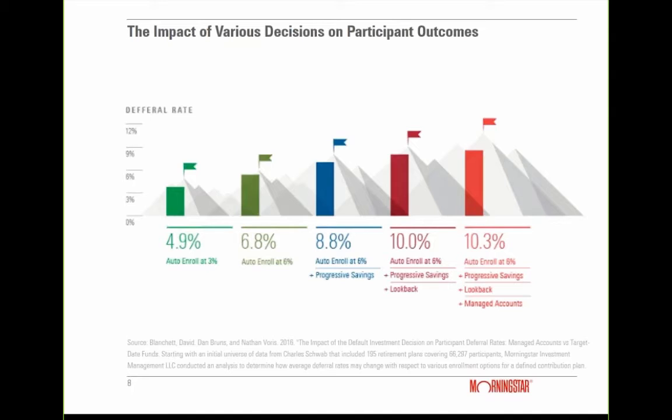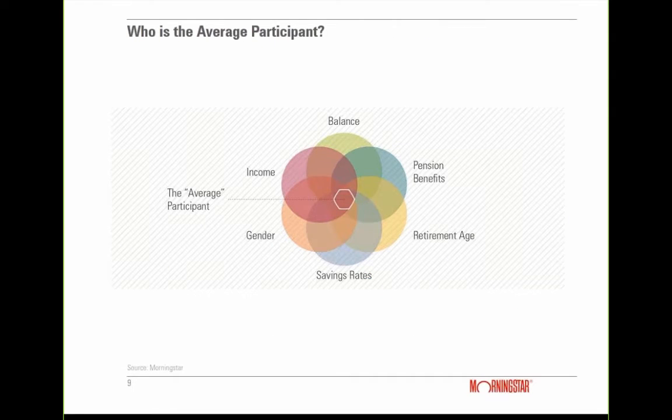Thanks, David. So looking at the investment part of the equation, we often hear the question, an average participant, right? When you look at a target date prospectus, you see that the fund is built for an average participant. And so who is that average participant? The average participant has an average balance, pension, retirement age, savings rate, gender, and income, right? And the average participant is really nobody. And so now let's look at how different investment solutions used as defaults today consider the average participant.